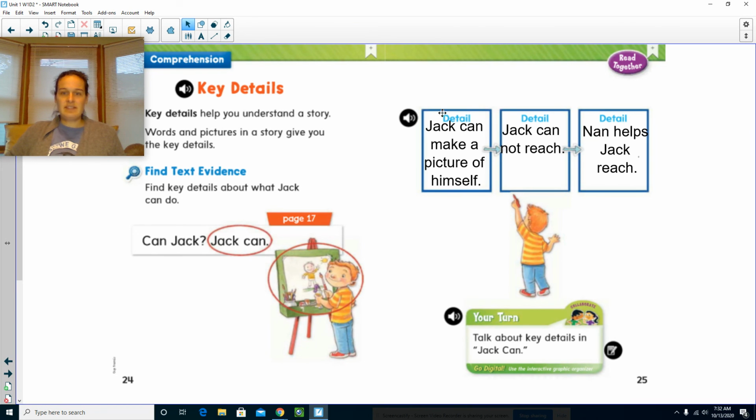First graders, look at the details we found, and we were able to retell the story and understand what is going on in Jack Can. Alrighty, I want you to continue thinking about this story and remember how we can use key details to understand a story better, and use that skill as you're reading stories by yourself today. Use those pictures and words to find details. Great job.